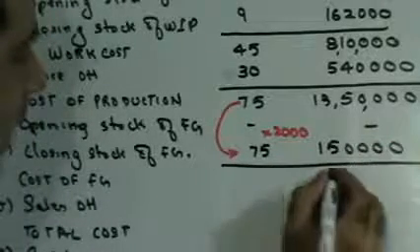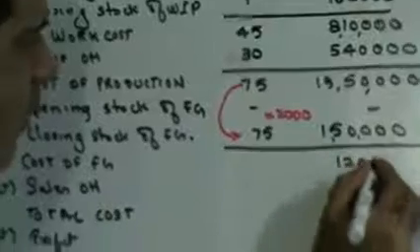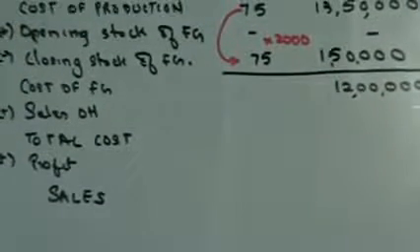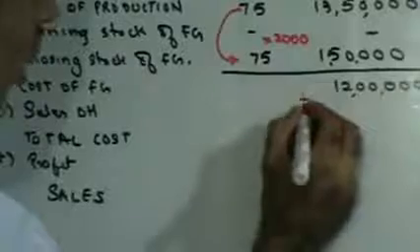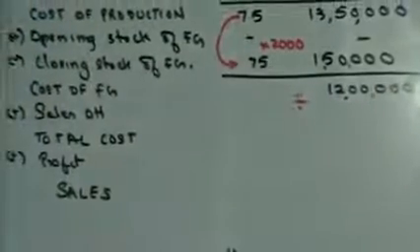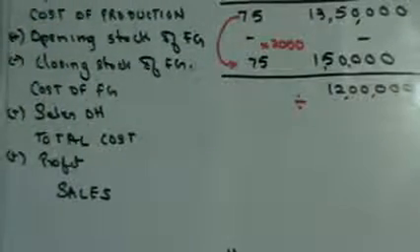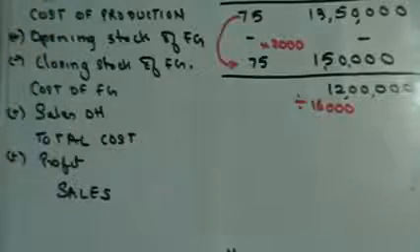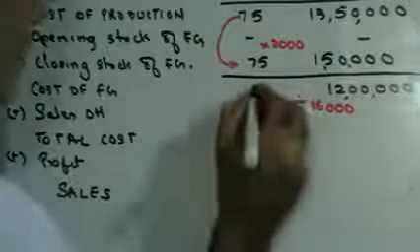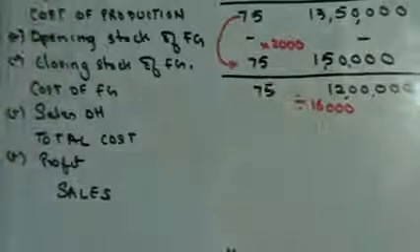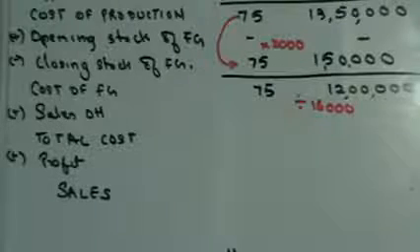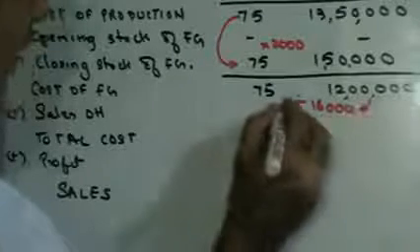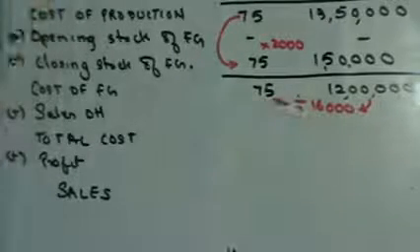Subtract this. 13,50,000 minus 1,50,000. That will give you 12 lakhs. Divide this by the number of units sold. You have produced 18,000 units, out of which 2,000 units are not sold. That means 16,000 units are sold. So divide this by 16,000, you will get this as 75. Fine, do you get this thing here? So if you divide this 12 lakhs by 16,000, you will get your 75. That's how you get your cost of finished goods.